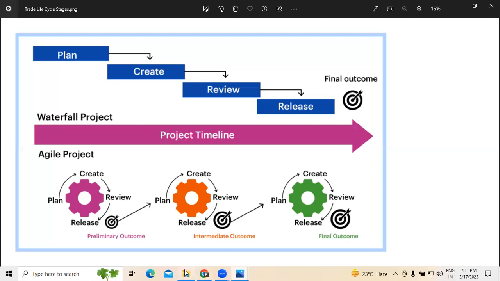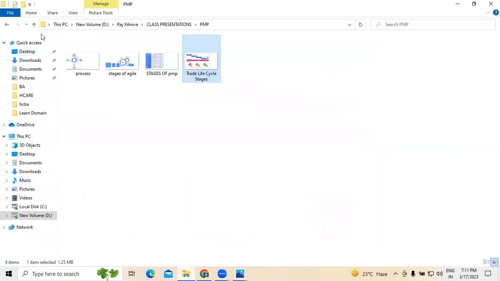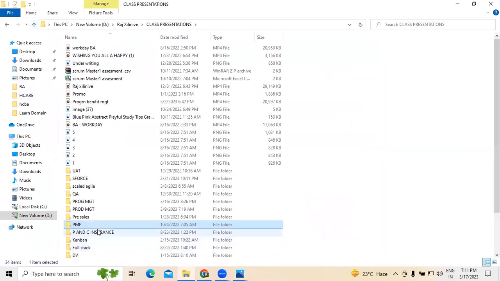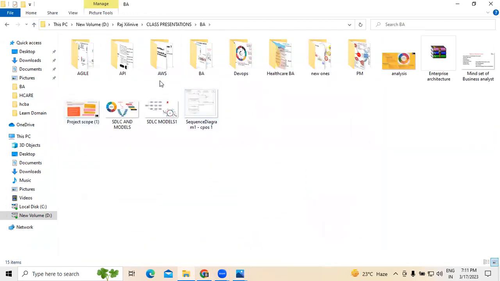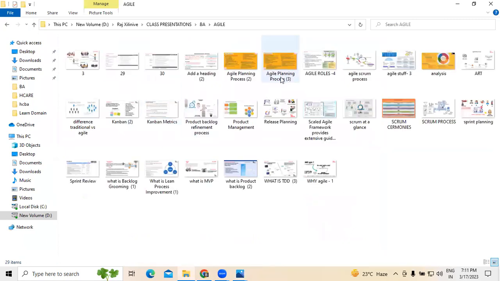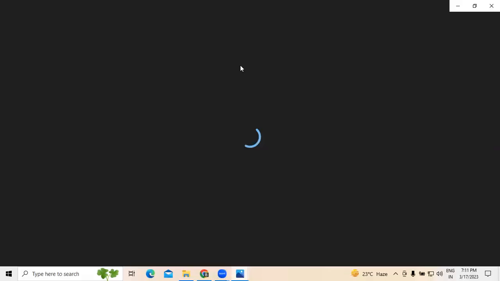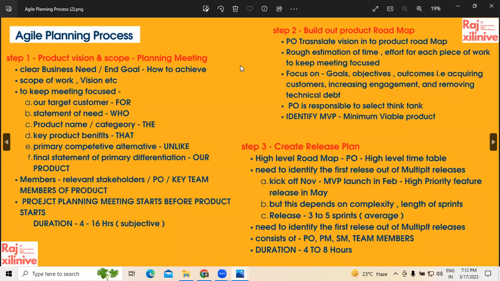Now, when we are talking about the agile planning process, this is how it generally will be. There are different steps in the agile planning process in reference to this. Of course, I'll give you a detailed statement in coming time. So this is an overall understanding I'm giving.